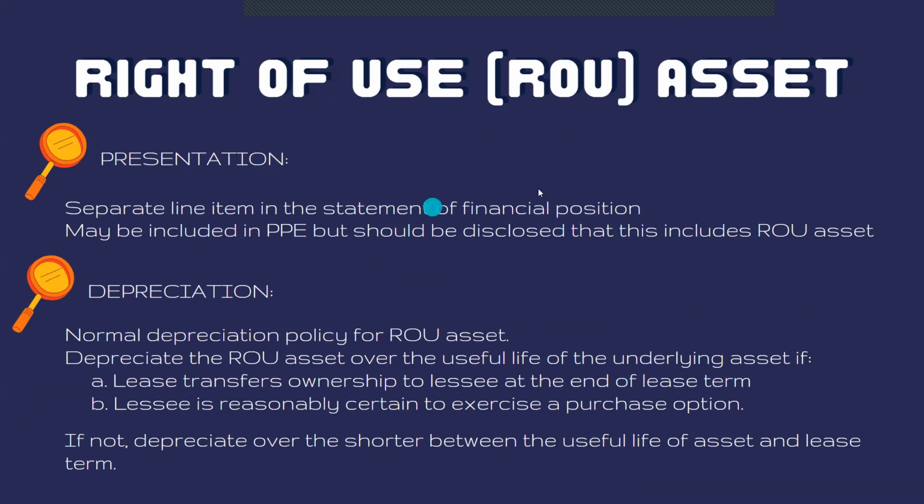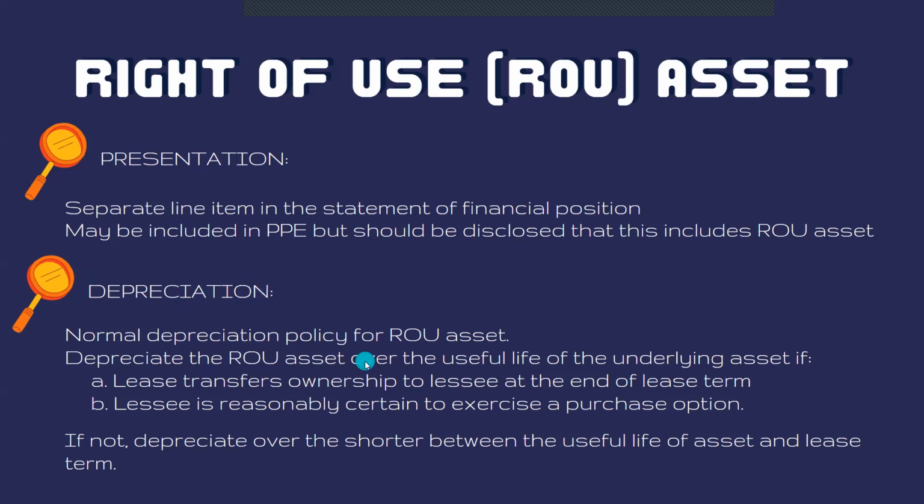So, nakalabas siya dito sa statement of financial position. But in case the company wants to include it as part of the PPE, they may include it in PPE, pero dapat i-disclose nila sa kanilang notes to financial statements that this PPE amount includes ROU asset. Okay, so for the depreciation naman, normal depreciation policy, so straight line ang depreciation ni ROU.